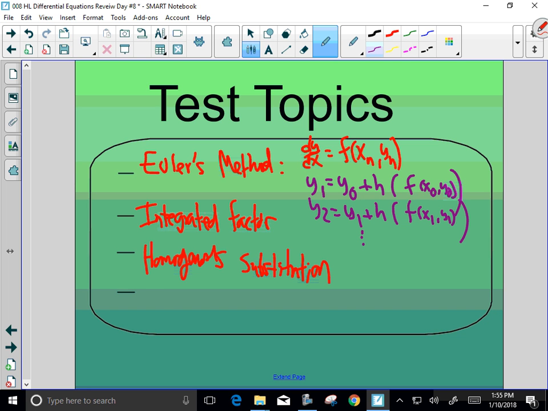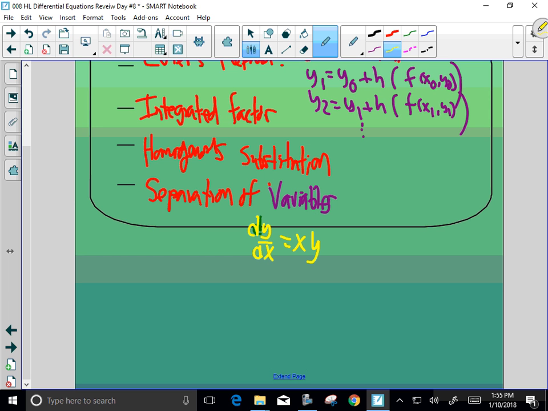Substitution and separation of variables. These are all substitution of variables. That's what it is. Now, this one is probably the easiest. If you had dy/dx equal to xy, you could put the x's together, x dx, and you could put the y's together, y dy. And then you'd integrate that. That's separation of variables. You'll see one of those tomorrow.